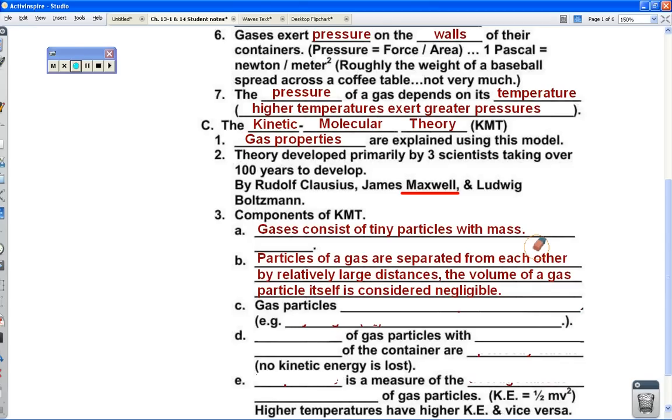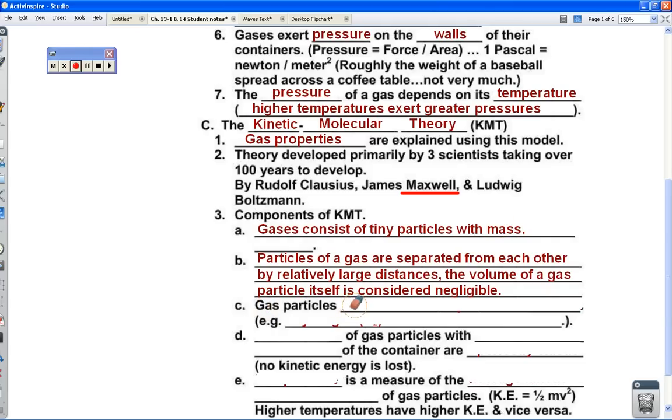So the particles of a gas are separated from each other by relatively large distances. The volume of a gas particle itself is considered negligible. Okay, actually, I lied. Size does matter. They are really small, to the point where we can consider them zero, that they have no size. They have mass, but they have virtually no size.